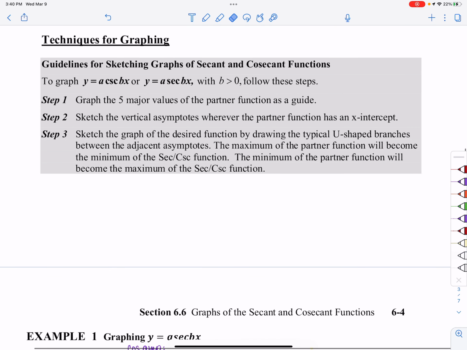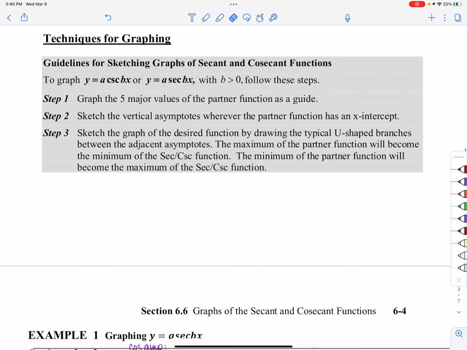Some techniques for graphing. You just simply want to graph the 5 major values of the partner graph. So this is going to be of the sine or the cosine. Sketch any vertical asymptotes wherever there were going to be x-intercepts. And then lastly, you just want to draw your U-shaped pieces between the asymptotes. The maxes of sine or cosine are going to become mins of secant, cosecant, and vice versa.